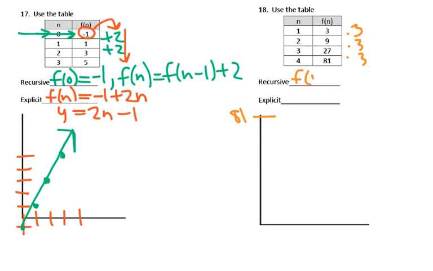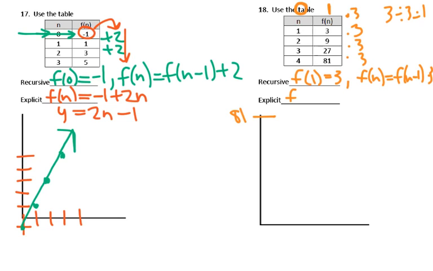So f of 1 equals 3, comma, f of n equals f of n minus 1 times 3. Now, to do the explicit, we've got to jump back to our 0 term. Okay? So, what number would jump back and then multiplied by 3 would get us to 3? In other words, do the opposite. What's 3 divided by 3? Oh, it's 1. So we start out with 1.